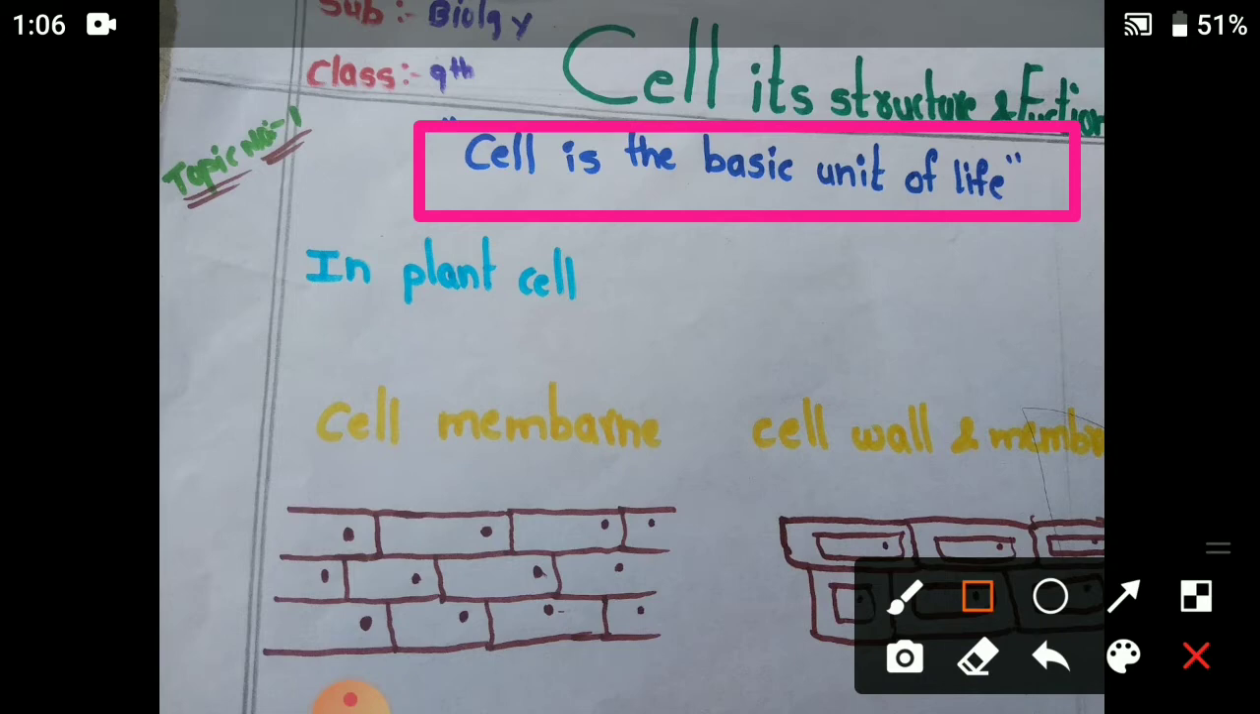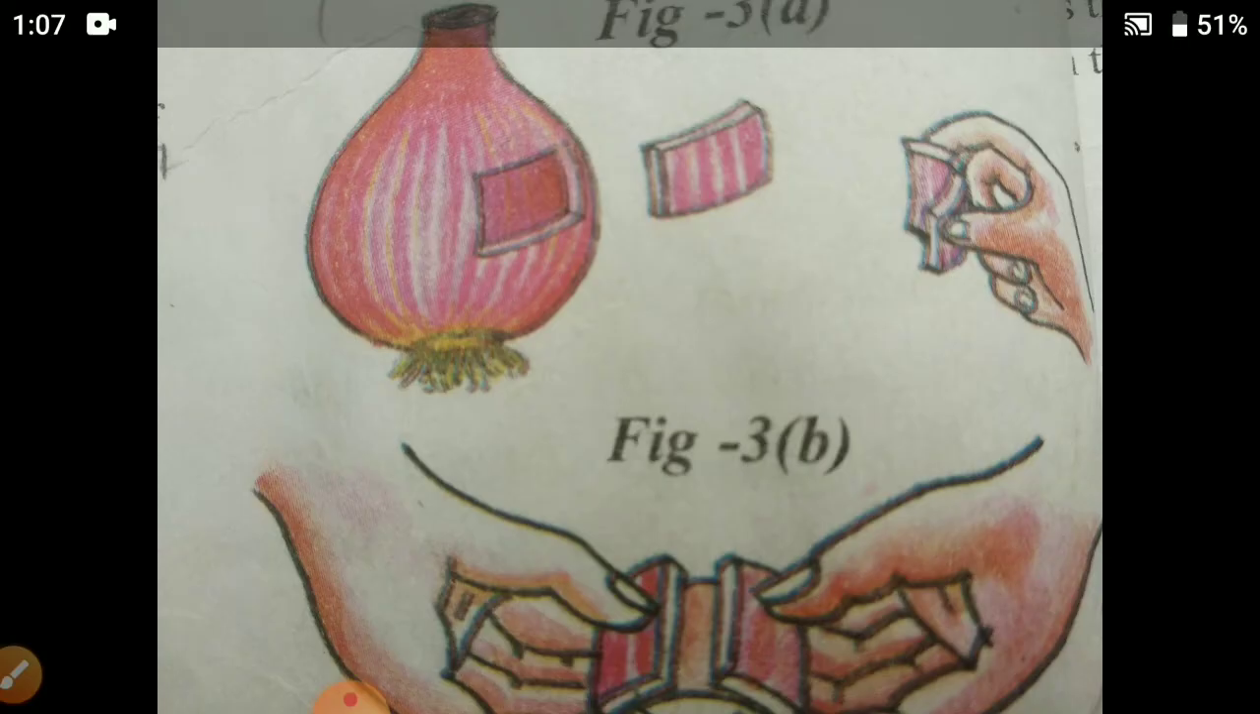First, let's see one activity I explained. In the last 8th class also we had an activity. First, peel an onion and cut out a small fleshy piece from the bulb. Break this piece into two small parts and try to separate them slowly. You will notice a thin translucent membrane holding the piece together.